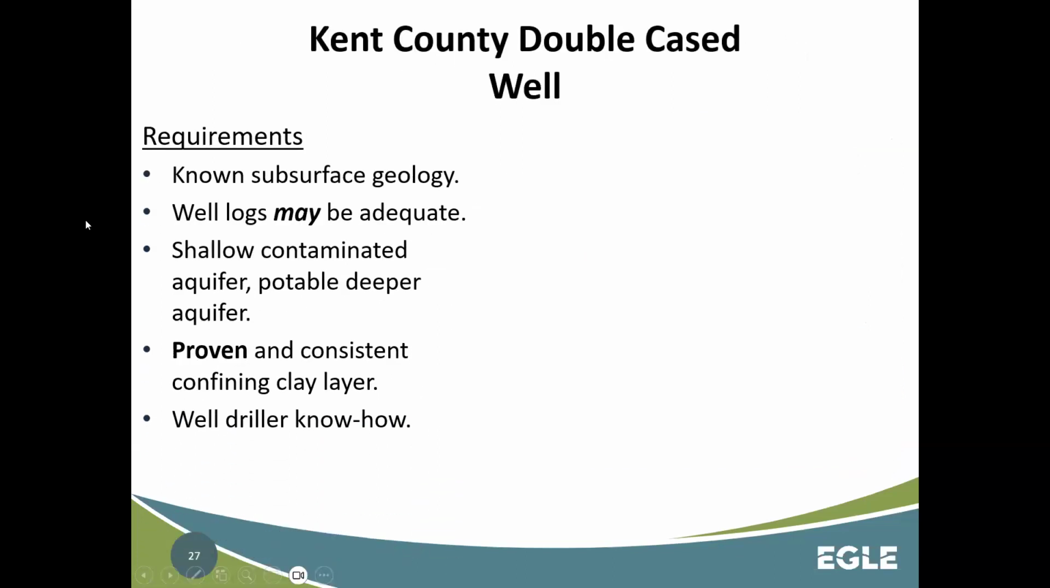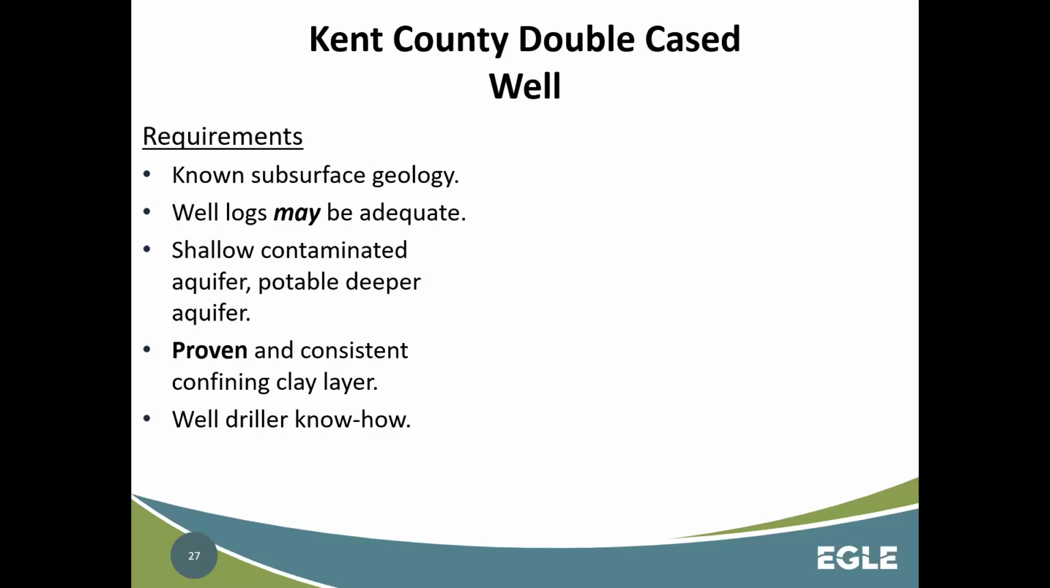So talking about when to use double casing, you must know the subsurface geology. So just because you know the current well is shallow and has contamination, it doesn't mean that there's even an aquifer deeper. It doesn't mean that there'd be a confining clay layer deeper. And it doesn't mean that deeper water is potable, if there is any. You can use well logs, they might be adequate. And as Anita was saying, they're actually becoming a lot more helpful than they used to be.